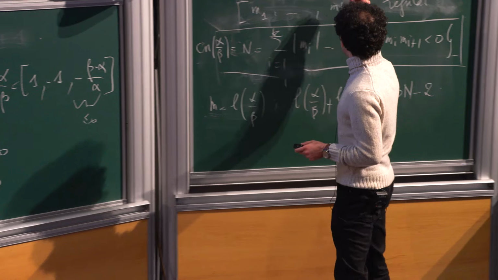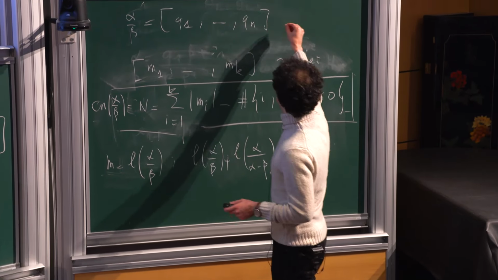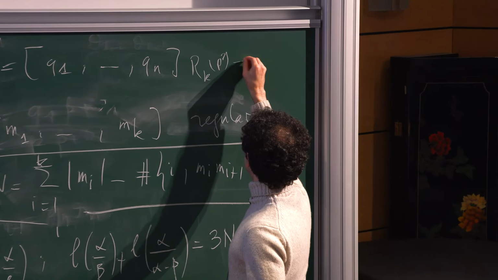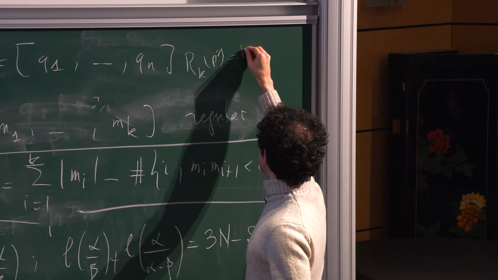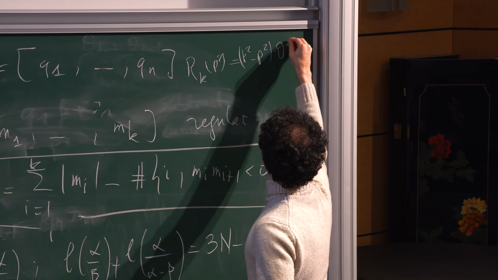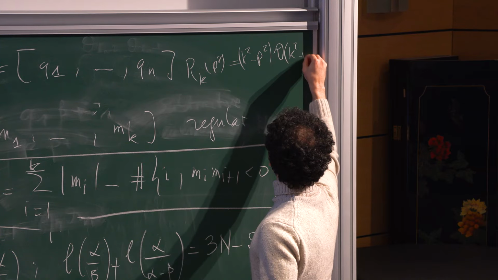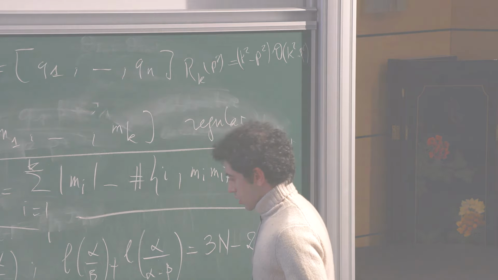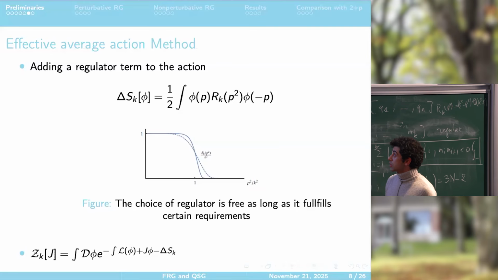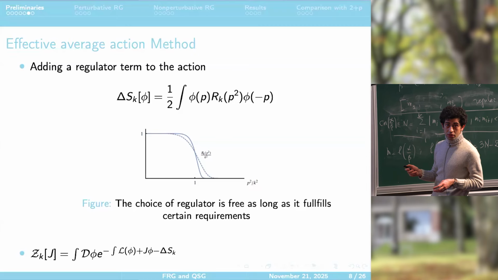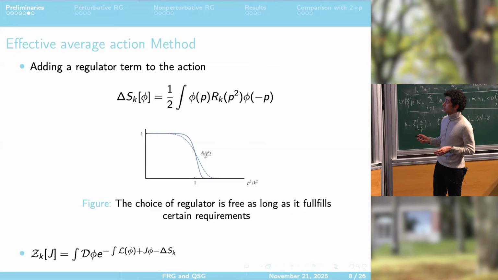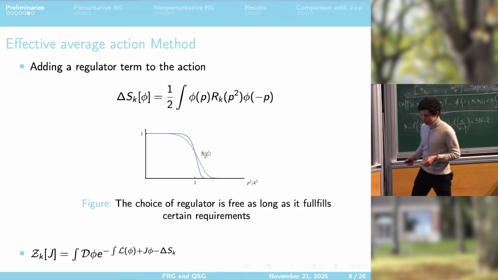In our case, we looked at Rk of p squared equal to (k squared minus p squared) theta(k squared minus p squared). And you can imagine again, below some threshold, it gives some mass to the theory, and then above that, it's the mass that is here.